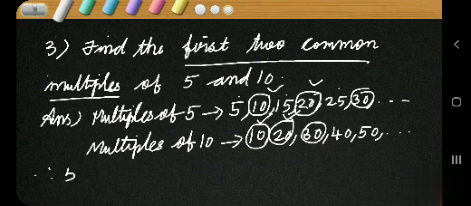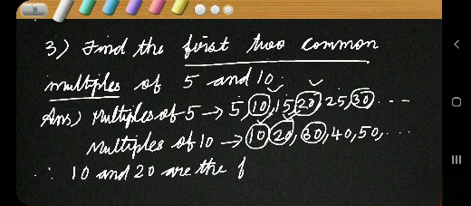Therefore, 5, sorry. Which are the first two common multiples? 10 and 20, isn't it? Therefore, 10 and 20 are the first two common multiples of 5 and 10.